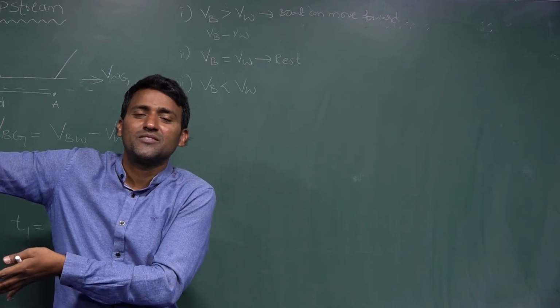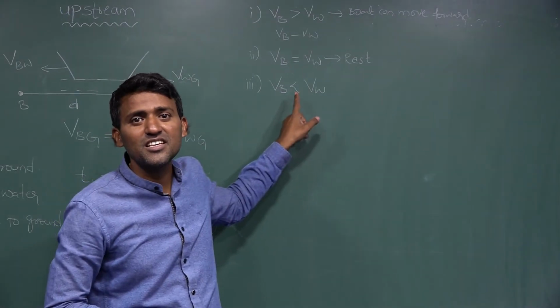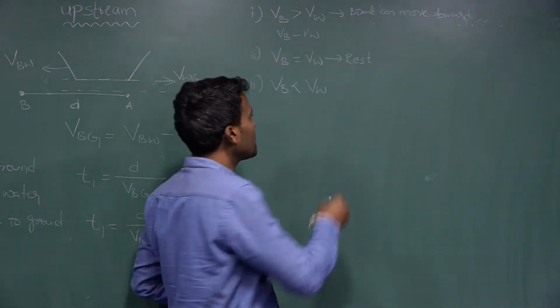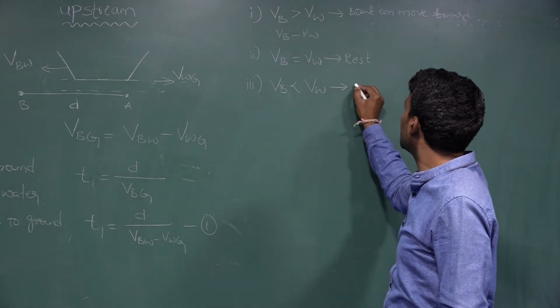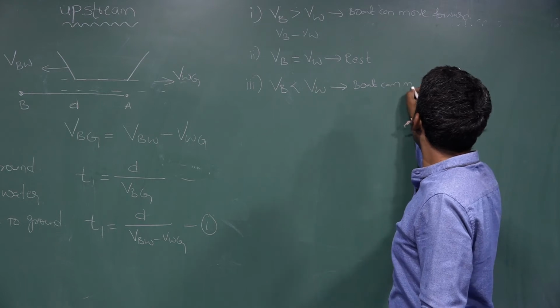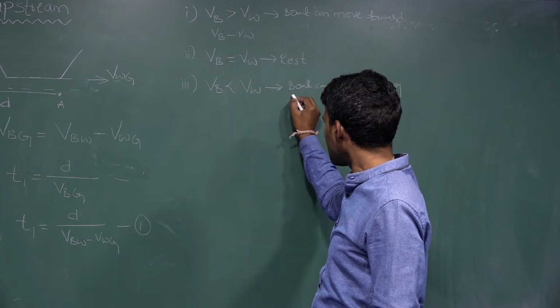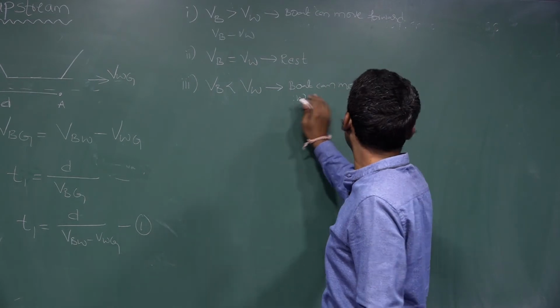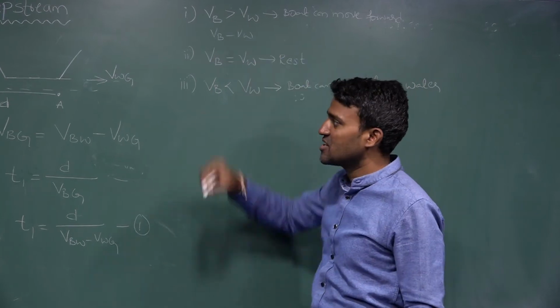That is nothing but that condition: if the boat velocity is less than the velocity of the water, that is what it means. So I am writing again, the boat can move along with the water, isn't it? Okay, these three conditions I have written here.